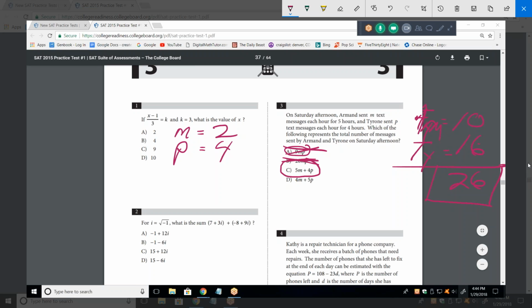And I could have picked an M of 3 and a P of 5, and it wouldn't have given me 26. It would have given me a different number, but it would have still been C. So we didn't have to know the formula on how to do it. Intuitively, when you pick these numbers, you're going to know how to do it. You're going to know that if M is 2, then 2 text messages each hour, make sure you read every word, for 5 hours is 10 texts.